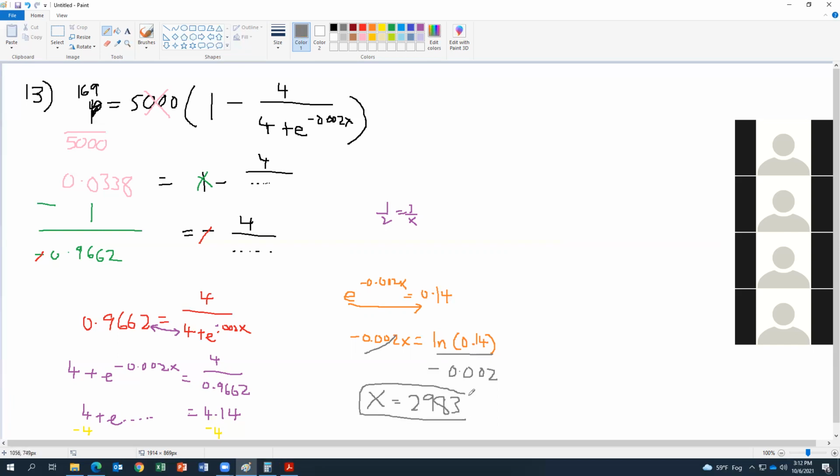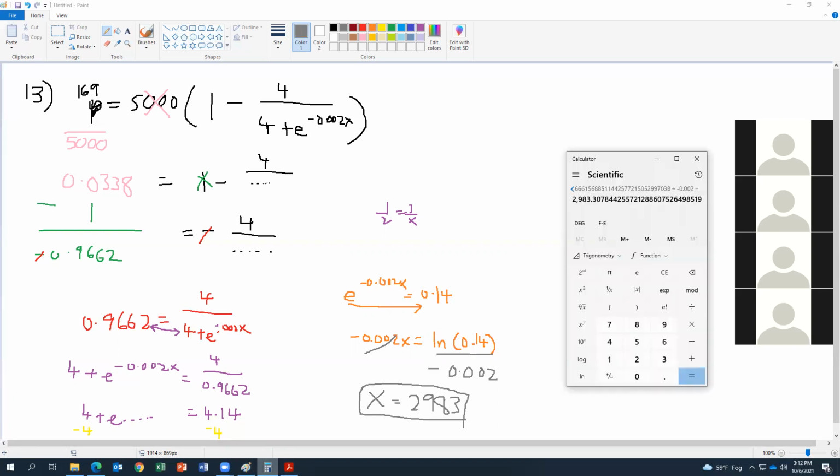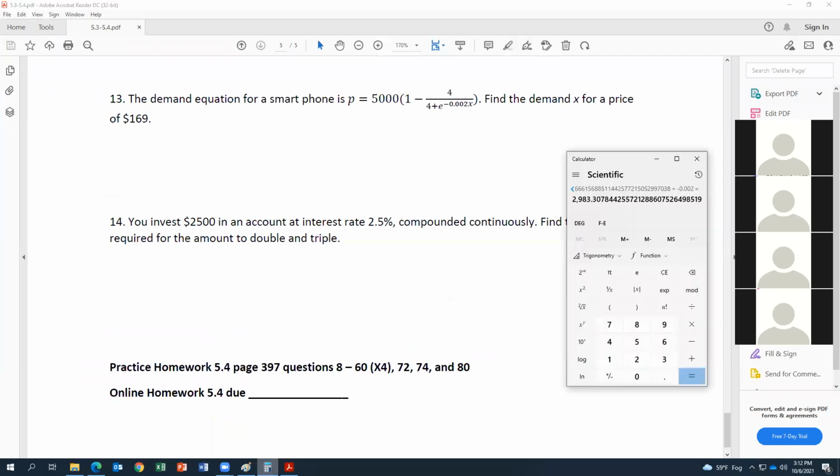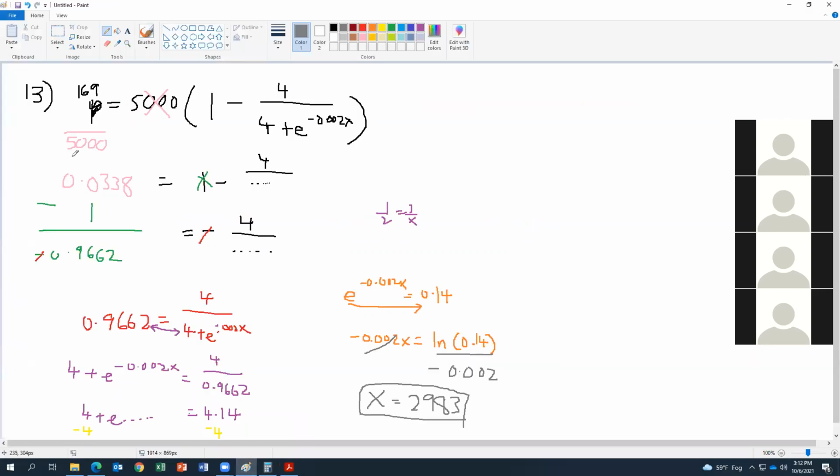So this is how we do this kind of question in order to find the demand. That means that if you want to sell the cell phone at 169, there will be around 3,000 people who want it. So if you want to make phones, you have to make more than 3,000 phones, because that's your demand. It's a lot of work here, but you're still able to solve it.